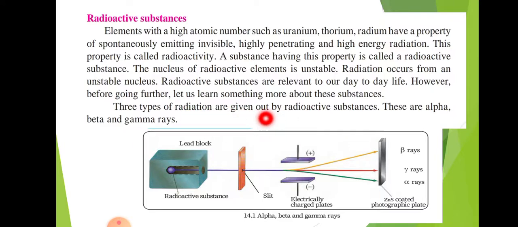3 types of radiations are given from the radioactive substance. Here you can see alpha rays, beta rays and gamma rays. Okay, alpha rays, gamma rays यहाँ पर है, beta ray यहाँ पर है. पहले alpha rays formed होता है, फिर beta rays, फिर gamma rays. And here you can see a lead box, and this is a radioactive substance. This is a slit. Okay, here you can see charged plates, positive and negative.